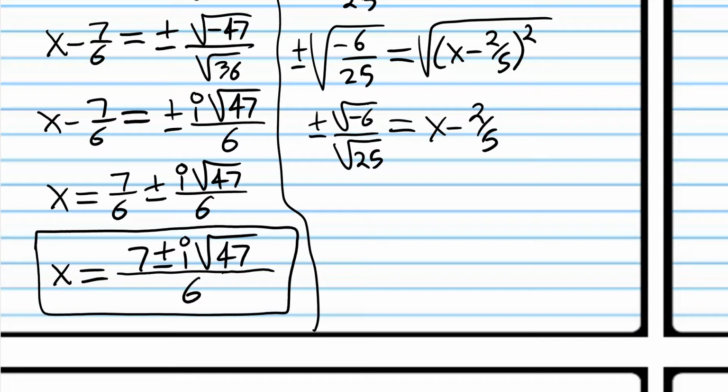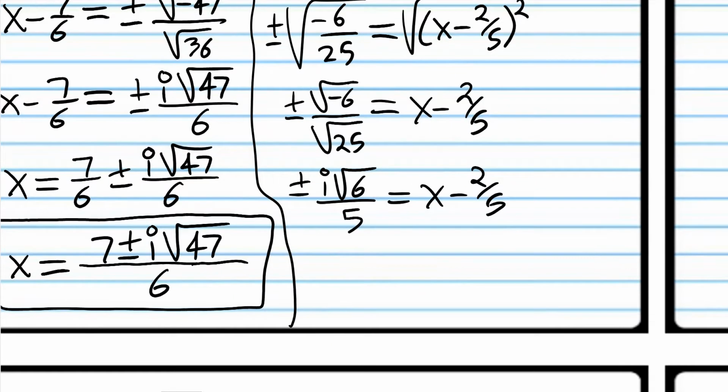And remember, the negative in the root can just come out as an i. And you get 5 in the denominator, so on and so forth. And so now we're just going to put the 2/5 on the other side. So we get 2/5 plus or minus i root 6 over 5.